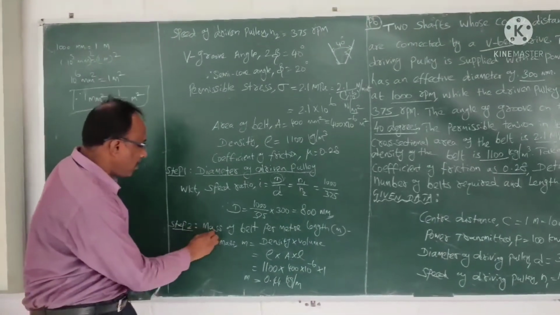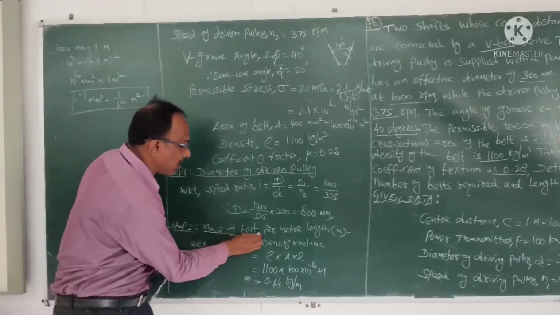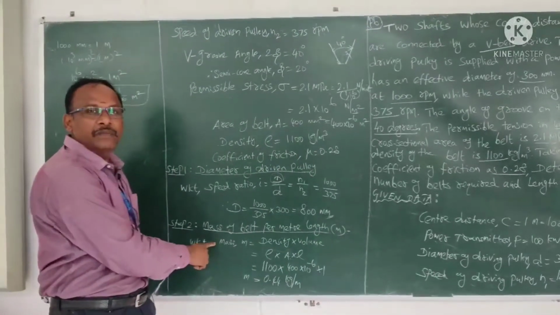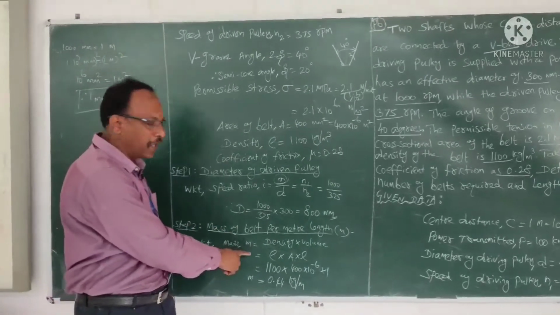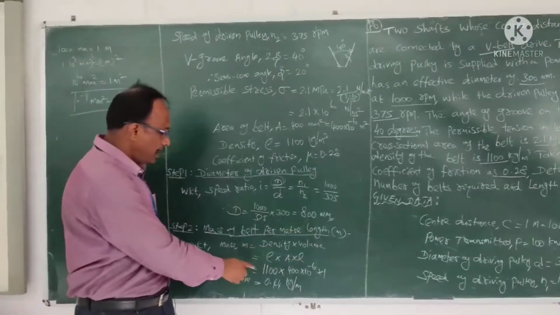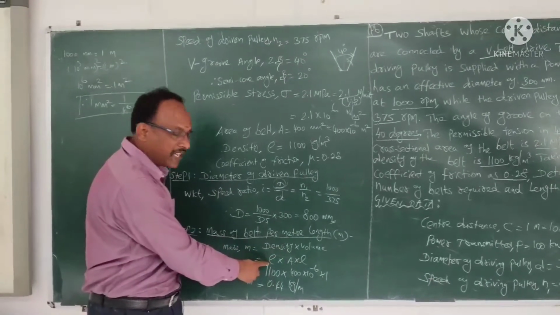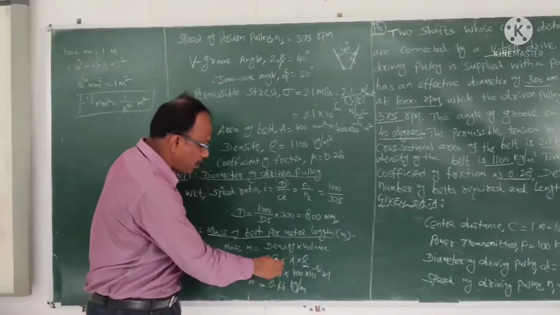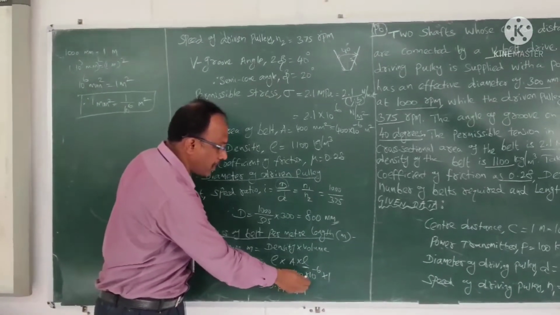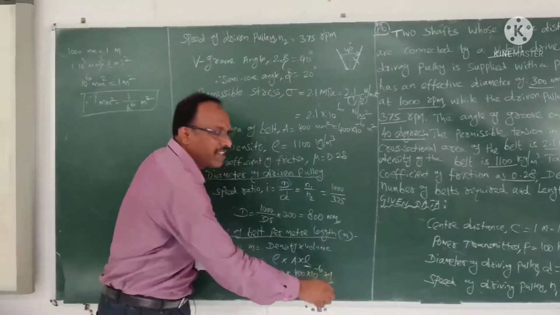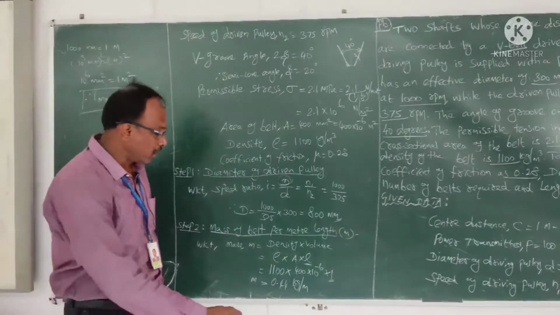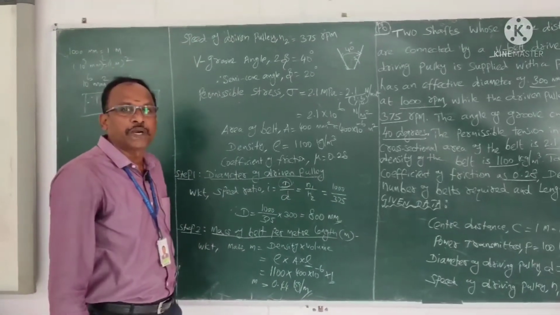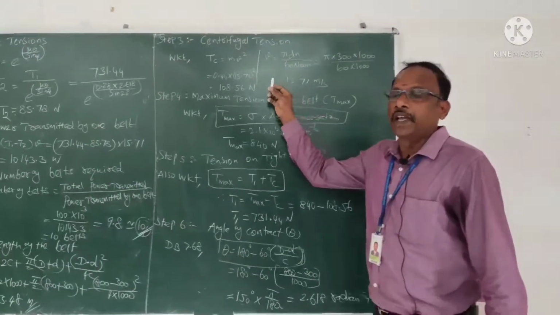Step number 2, we are going to calculate the mass of belt per meter length, m. We know that from the density relationship, mass m equals density into volume. Density is given as rho and volume is A into L. Here we are going to take rho as 1100, A is 400 into 10 power minus 6, L is unit length, so 1 meter we are going to take, then we can get the mass of the belt as 0.44 kg per meter.